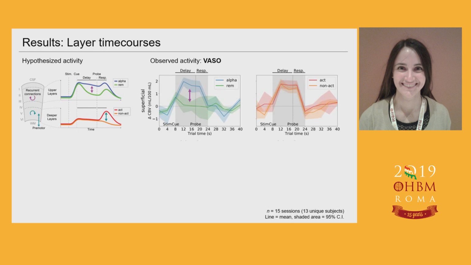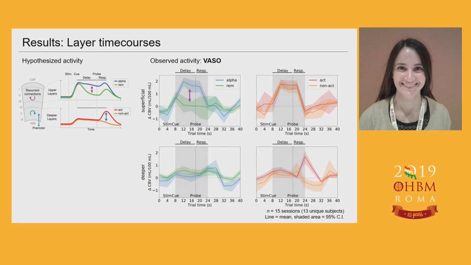If we take a look at the deeper layers, we see sort of the opposite pattern of response, so we don't see much difference at all in the deeper layers between alphabetize and remember trials, but we do see this strong peak of activity at the response time period, specifically in action trials, and it's not present in non-action trials. So again, suggesting that the deeper layers are sensitive to the response phase, and specifically when it calls for an action.